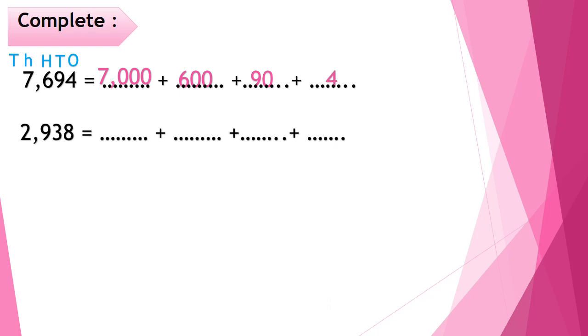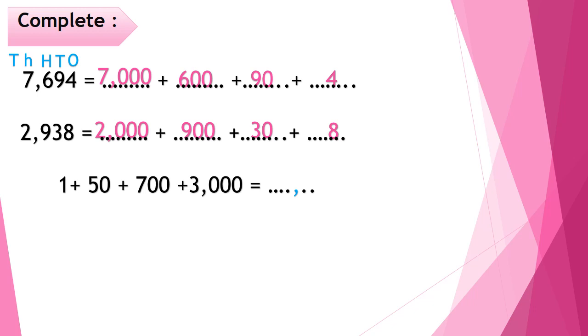Another example. We should write the places first as we did in the first question and start here. 2 in thousands, its value will be 2,000, 2 and 3 zeros. 9 in hundreds, I will put 2 zeros, so its value will be 900. 3 in tens, its value 30. And 8 in ones, its value 8 as it is.